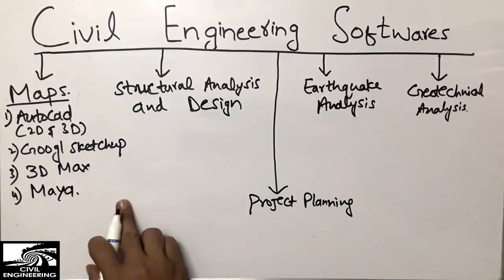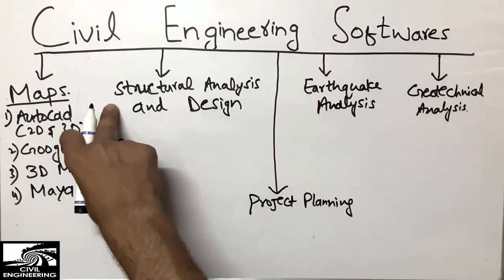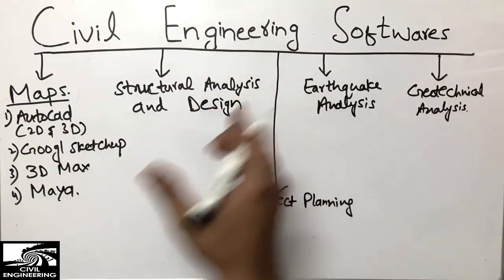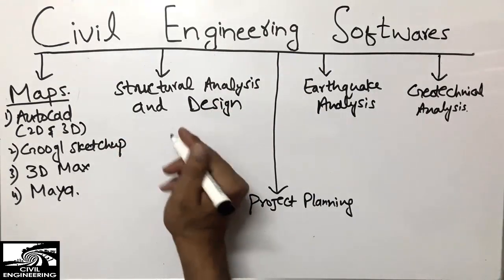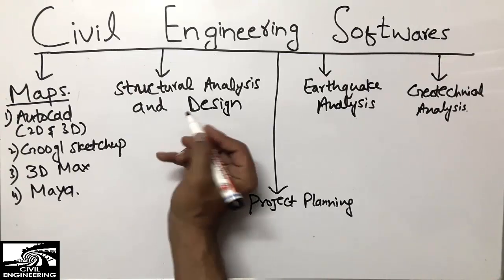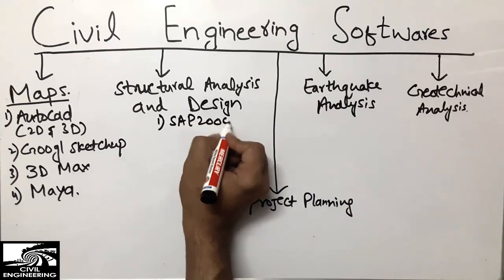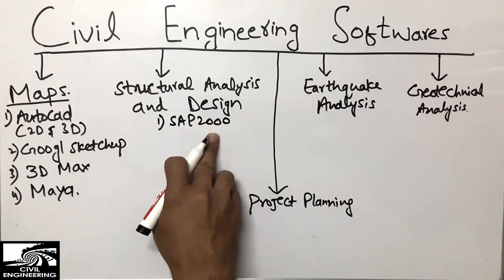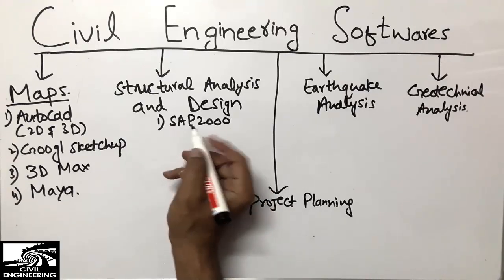These are the software used for the maps, to know the maps and to draw the maps of buildings of different projects. And now coming to structure analysis and design, the other category. Some types of software are used in this category, and the most important is SAP2000. It's used for structure analysis and design, a really important and very famous software, developed by the CSI company, Computers and Structures Incorporated.